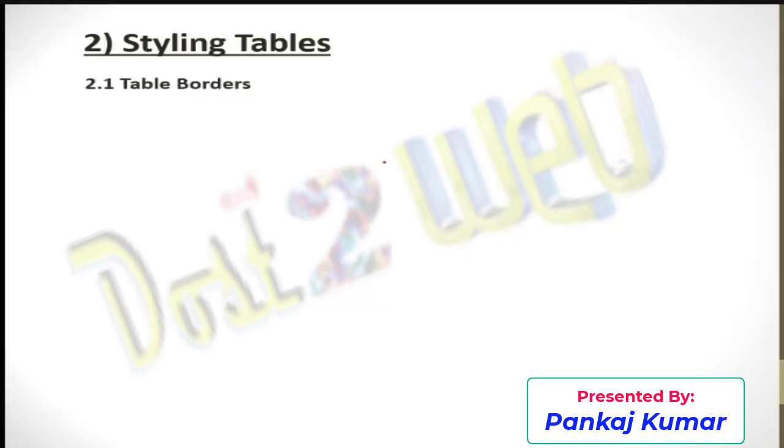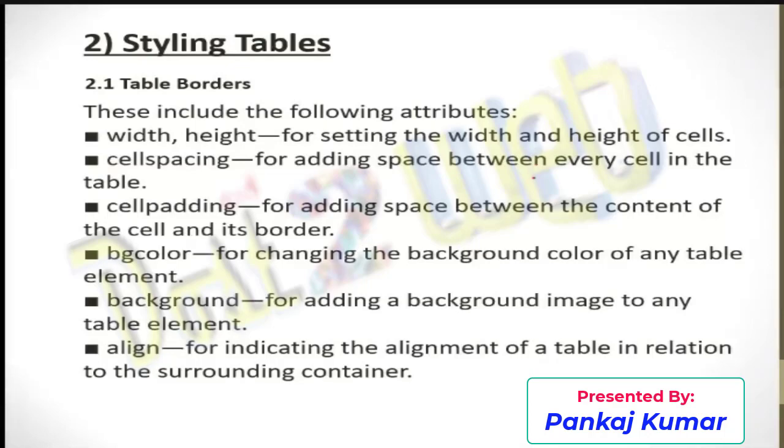You have table border. Whenever you create the table, by default there will be no borders. Now we have to define border color, border thickness, and so on. And what are the things going to be included in this? You can define the height and width of each cell. You can define the cell spacing. That means between the two cells, how much space you want, you can define that also.